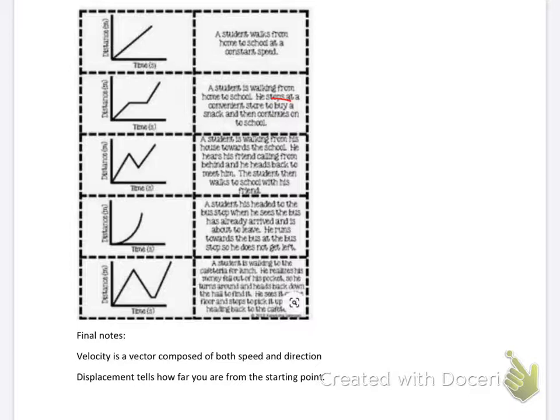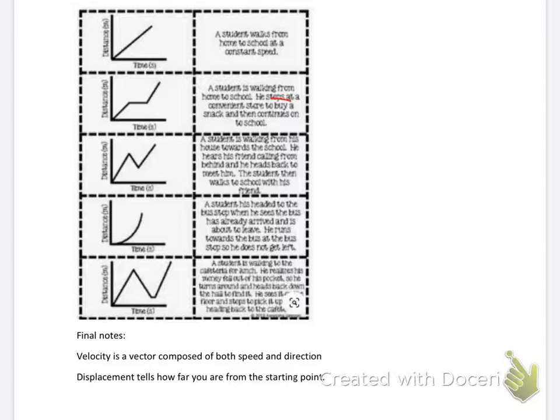Okay, the third one, a student is walking from his house toward the school. He hears his friend calling from behind, and he heads back to meet him. Notice the slope goes negative because his displacement is decreasing. He is going back towards where he came, and it's taking him some time to do that. And then he's going to continue walking once he stops going in reverse, basically.